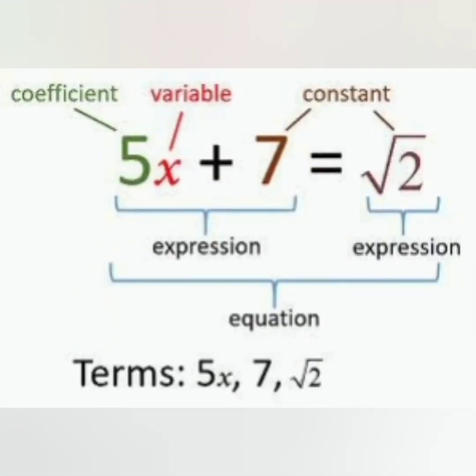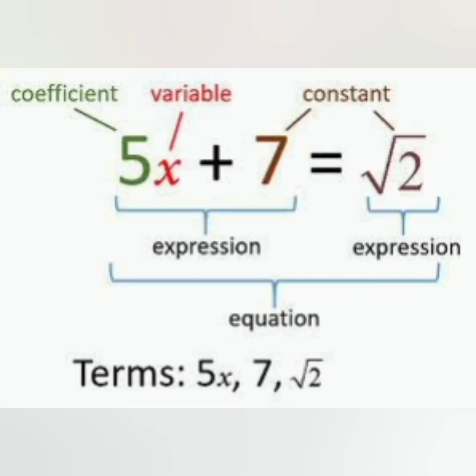Here we have an algebraic equation: 5x plus 7 equal to root 2. This is an algebraic equation because you have the equal to sign telling you that what you have on the left hand side equates to what is on the right hand side. So if you're to solve this algebraic equation, you find out that the answer on the left, substituting the value for x, will give you the same thing on the right hand side.